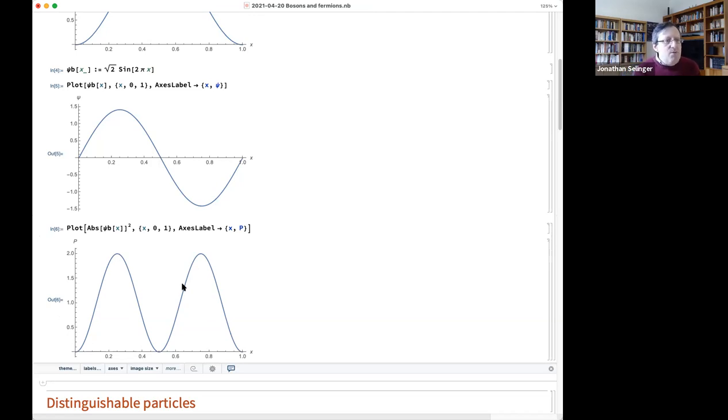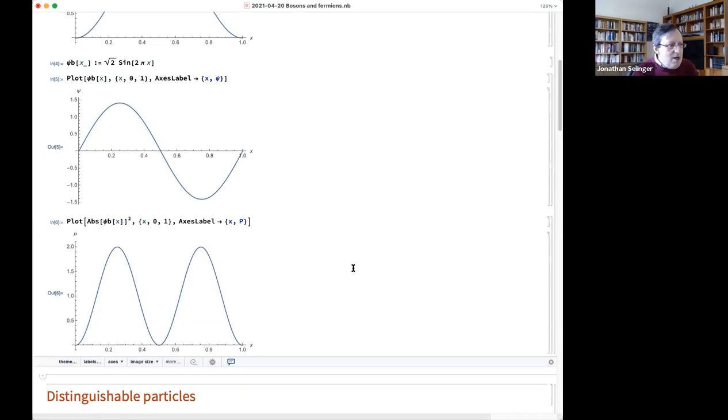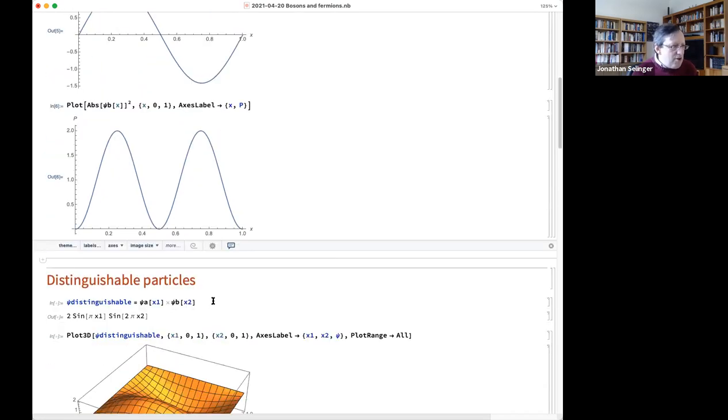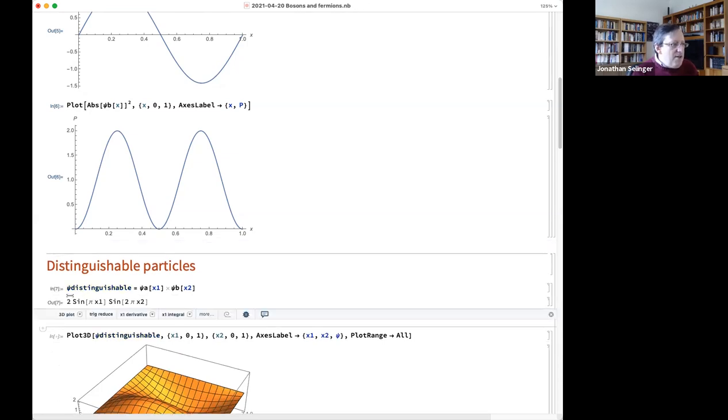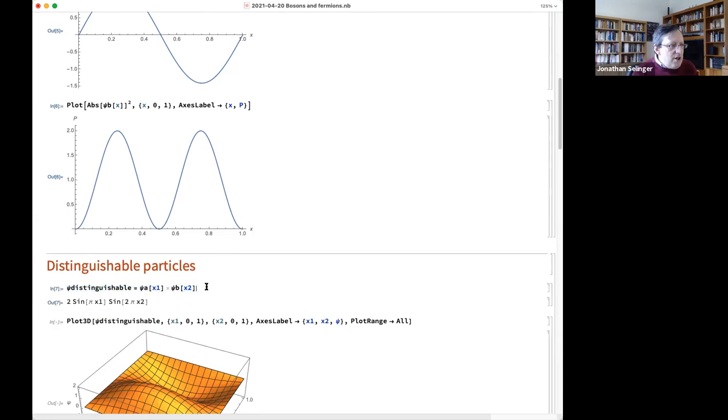Okay, so let's think about the situation where one particle is in the first state and one particle is in the second state, and compare it for distinguishable particles versus bosons versus fermions. So for distinguishable particles, we would say that the wave function is like this. It's the wave function for the first state associated with the first particle, and the wave function for the second state associated with the second particle.